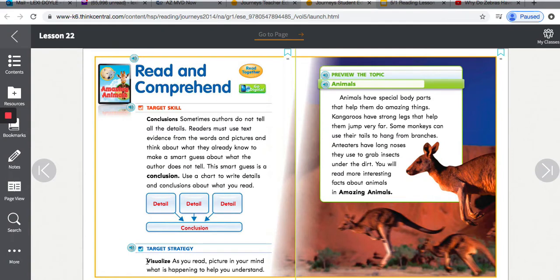Down here, visualize. As you read, picture in your mind what is happening to help you understand. So remember, we're making a picture in our mind because if we're learning about these amazing animals today, unfortunately, we're not going to have them right in front of us. And we're probably not going to be able to make a field trip. But some of them we did see at the zoo when we went. So you can visualize from the story or from when we went to the zoo or other books you've read, or even just the words that the story is telling us, to visualize what these animals look like and live like every day. Okay? Now over to this next page.